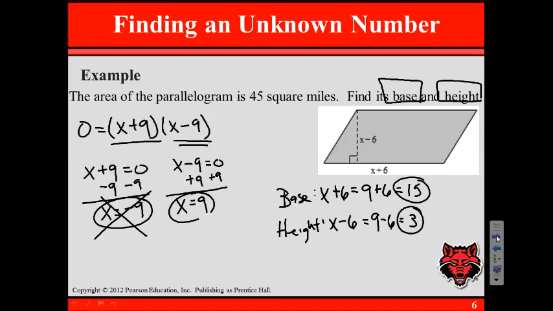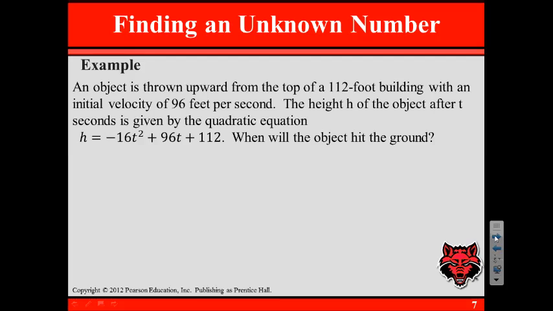Another example. An object is thrown upward from the top of a 112-foot building with an initial velocity of 96 feet per second. The height h of the object after t seconds is given by the quadratic equation h equals negative 16t squared plus 96t plus 112. When will the object hit the ground?